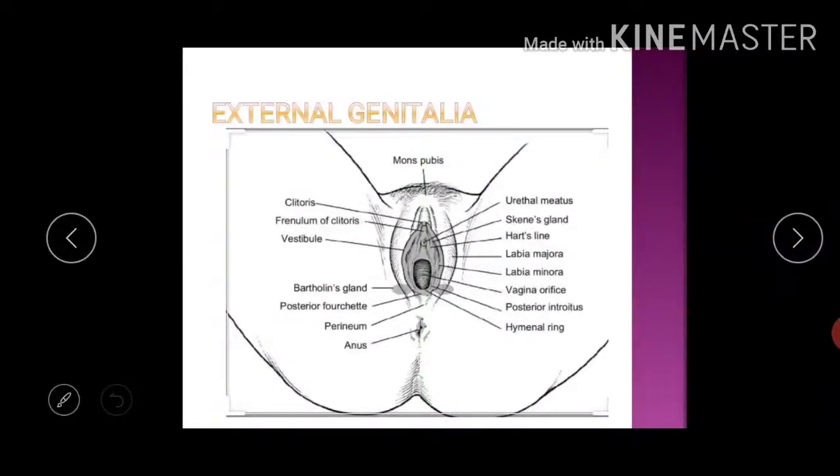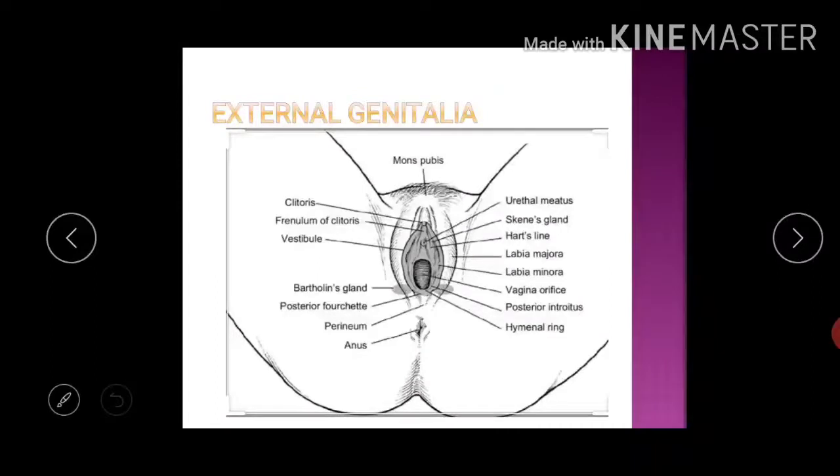Now see that this is the external genitalia. The external genital organs of the female include parts external to the vagina and are collectively called the vulva. The different parts are the vestibule, labia minora, clitoris, labia majora and mons pubis. All these are the parts of the external genitalia.